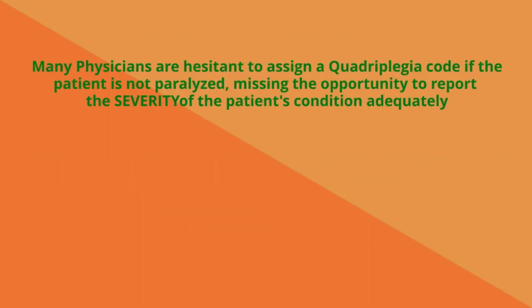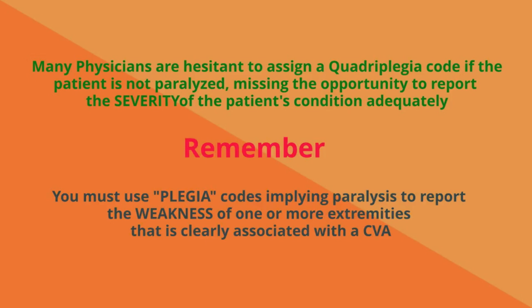Many healthcare providers are hesitant to assign a quadriplegia code if the patient is not paralyzed, missing the opportunity to report the severity of the patient condition adequately. Remember that you must use plegia codes implying paralysis to report the weakness of one or more extremities clearly associated with a stroke.